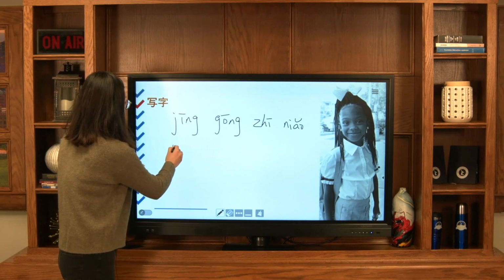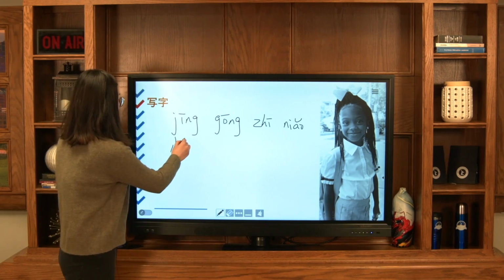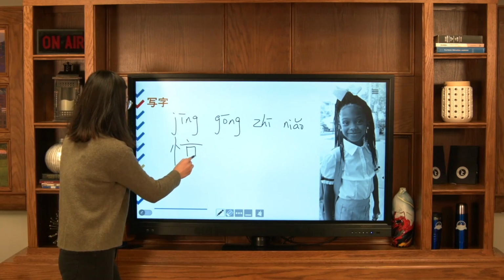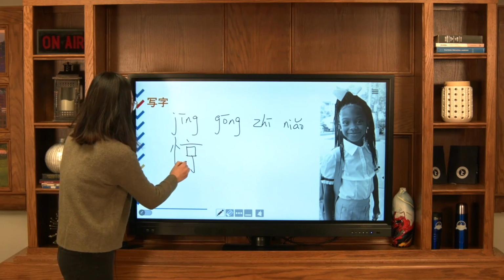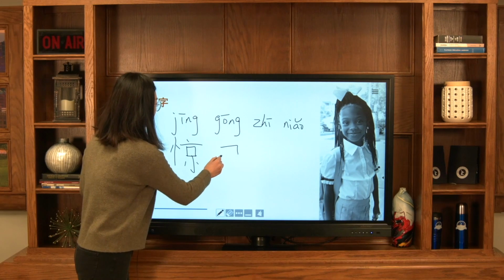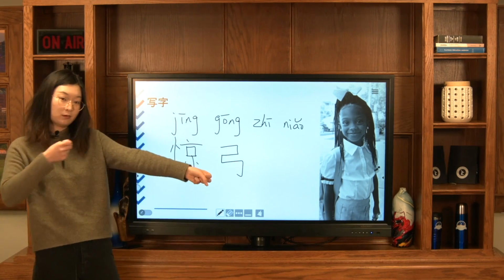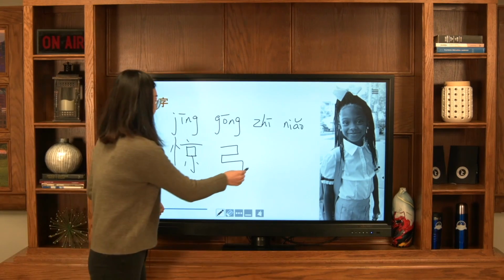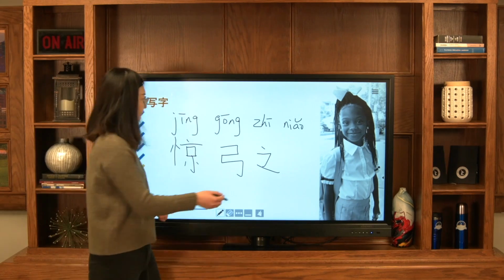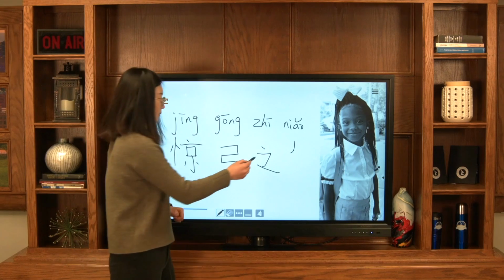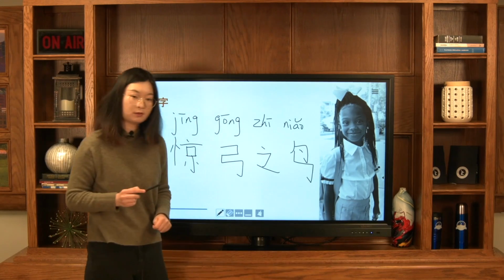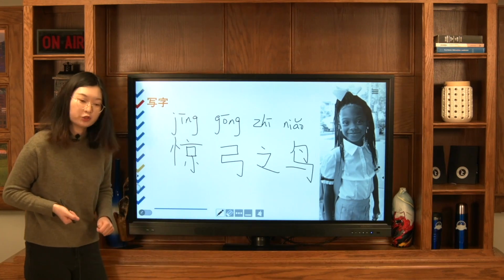惊: the left part is the heart and the right part, 点, 横, then you write a square, and then 竖钩点点. 惊 means frightened, afraid. 弓: 横竖横竖横, one go, which is the bow. 之: 点横撇捺. 鸟, the bird: 撇横竖钩, 点竖横 in one go, and then 横. 惊弓之鸟, this is how you write it.